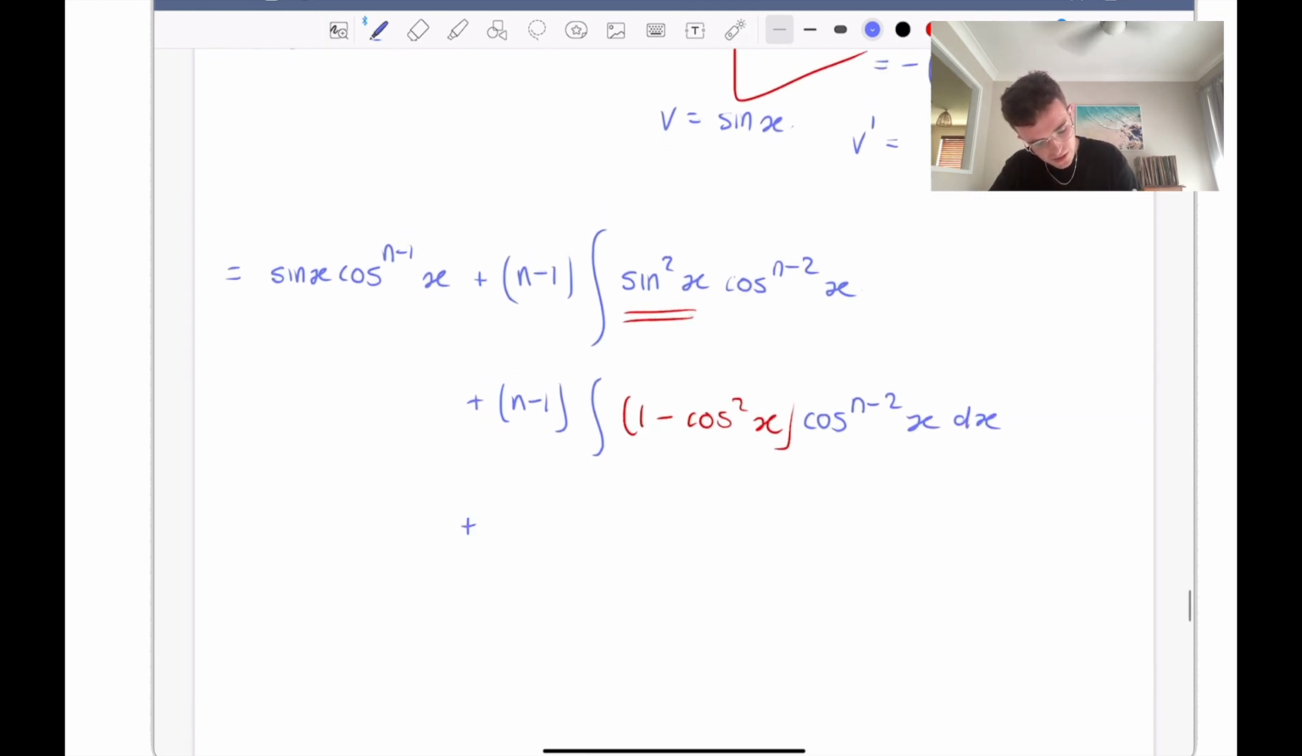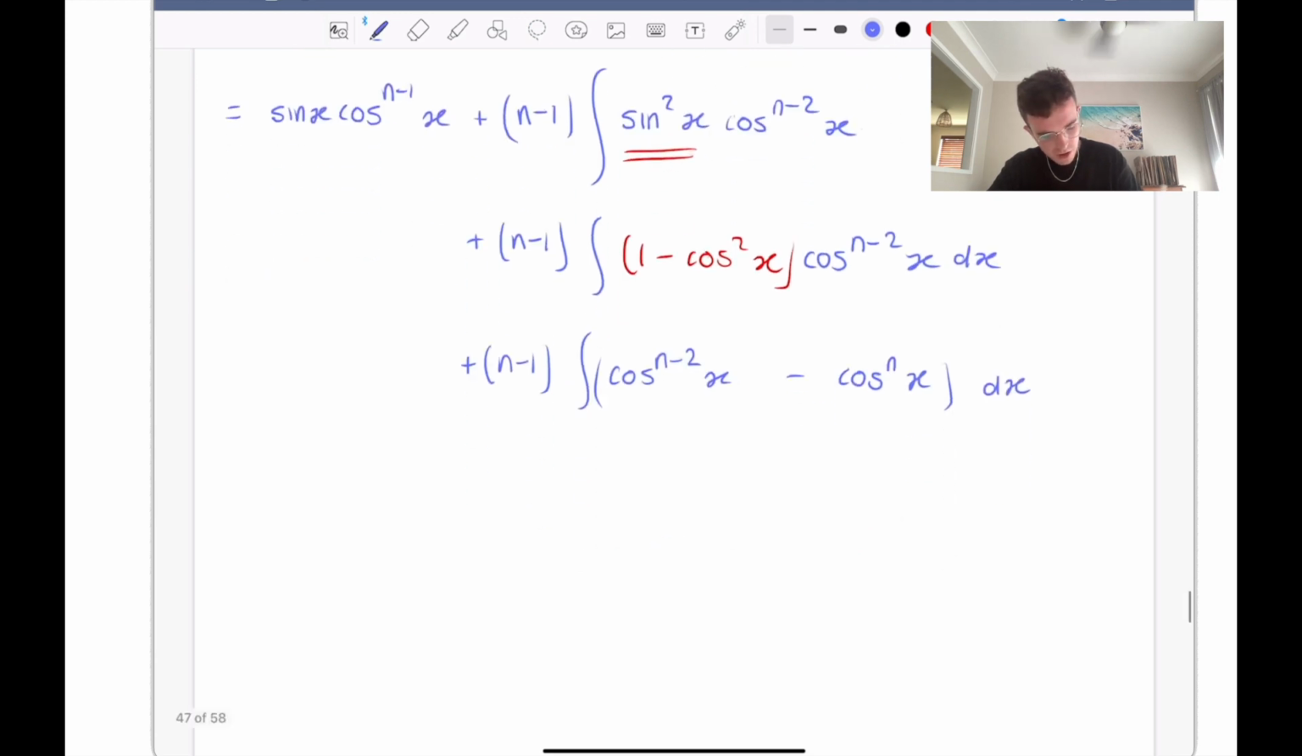So this is plus (n-1) times the integral of cos^(n-2) x dx minus, what's that, cos^2 x? Cos^2 x times cos^(n-2) x is, well, 2 plus n minus 2 is n, so it's cos^n x, and I might just put the dx all the way at the end like that and put some nice brackets around there. Right.